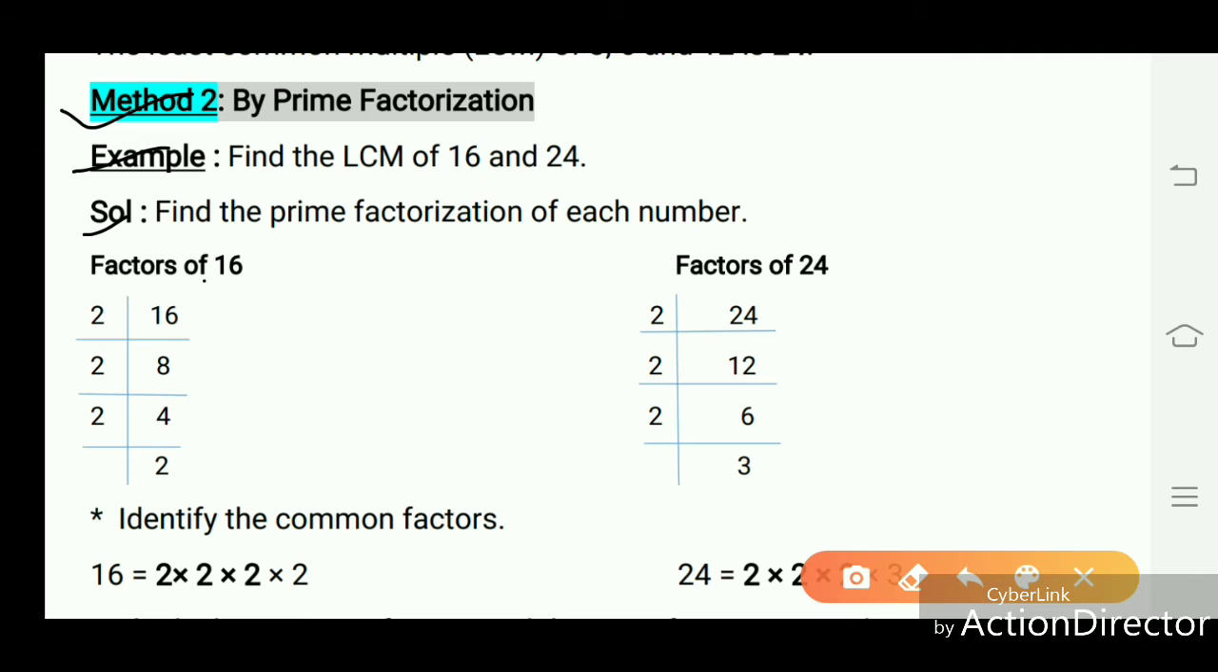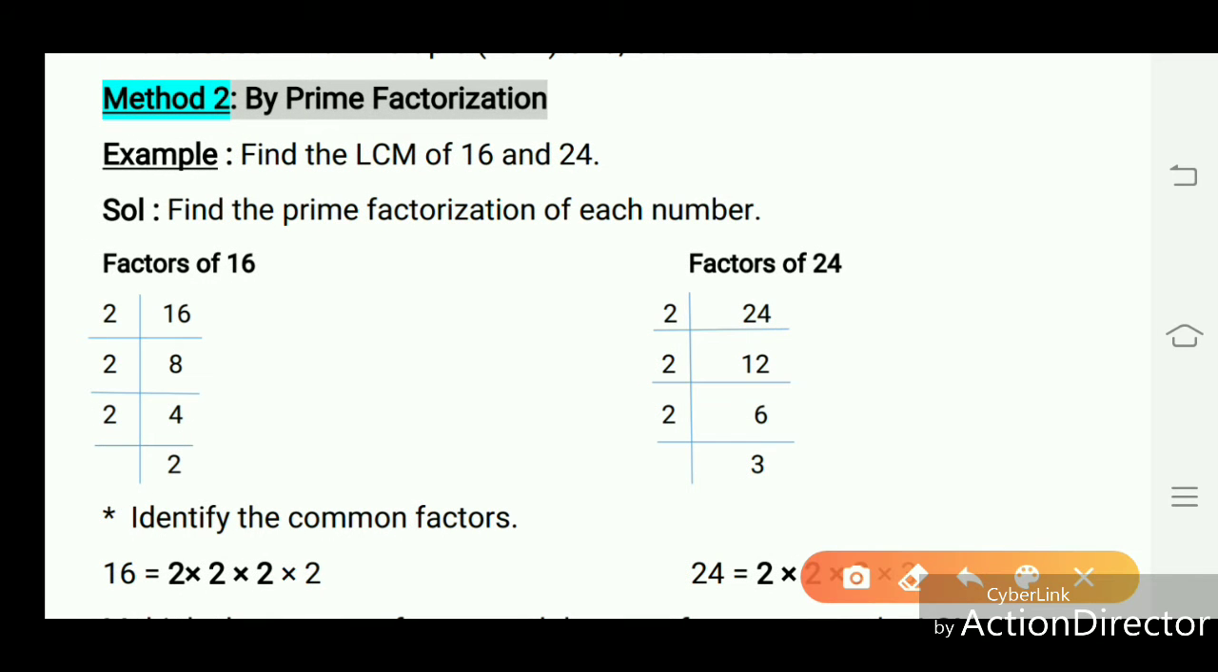So factors of 16. First we divide 16 by 2, we get 8, 2 eights are 16. Then we divide 8 by 2, we get quotient 4, 2 fours are 8. And now we again divide 4 by 2, 2 twos are 4.